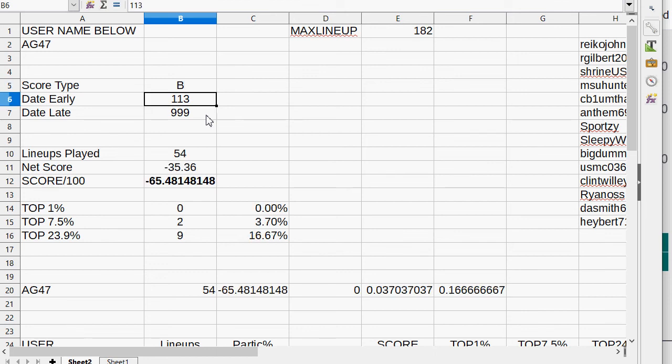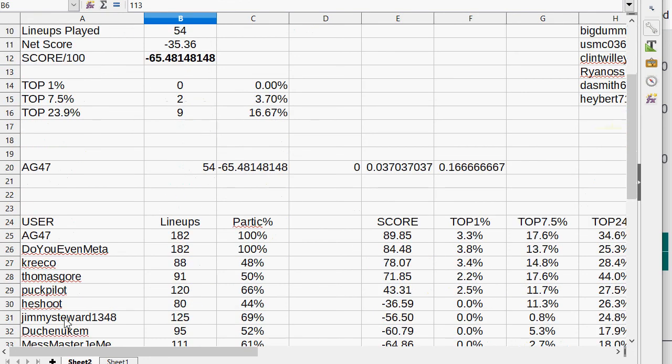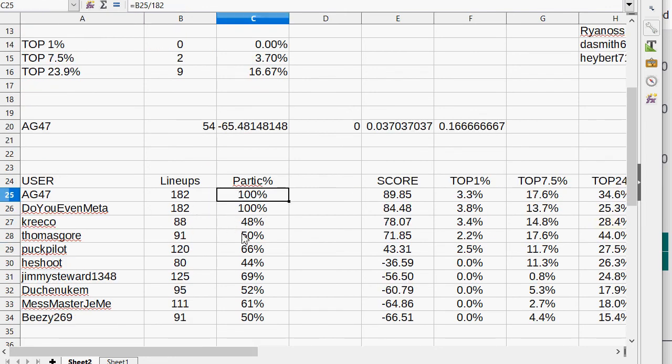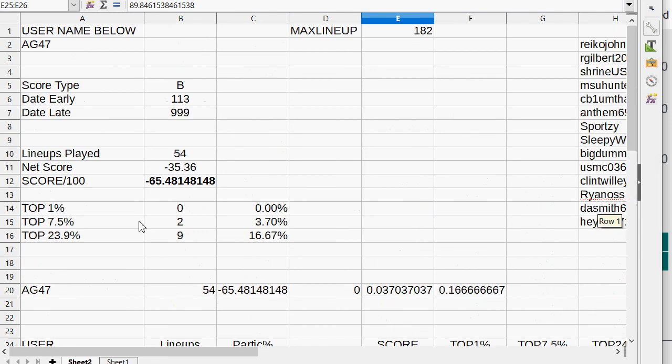I finished second place in the regular season when I did this last year, first place in the playoffs last year. I plan on finishing first. Puck Pilot finished first last year. Do you even meta? Well, him and me are the only ones that play every lineup. Participation, 100%. Score, we're at the top. These are people with more than 60 lineups. And it's just fun to do. Gives me the standings, and also I can see if anyone else is doing well.